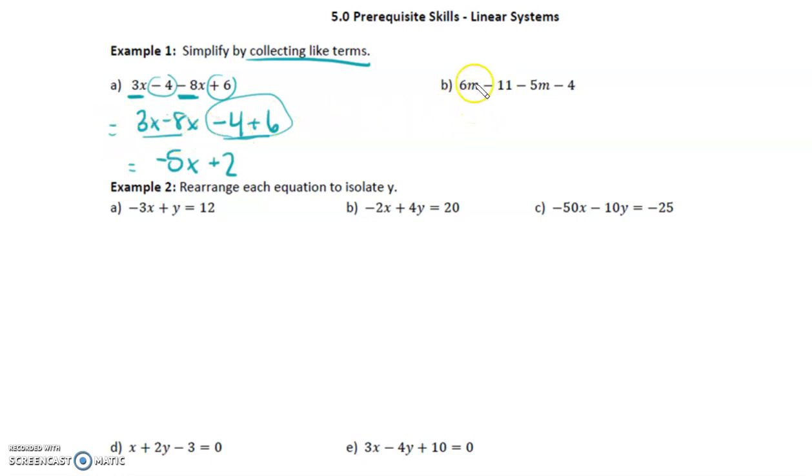Okay, B, we have 6m minus 5m, so we're going to collect those two, and then negative 11 minus 4. Okay, watch this double negative if you're using a calculator. So 6 minus 5 is just 1m. So we can just write m, that's fine. And then negative 11 minus 4 is negative 15.